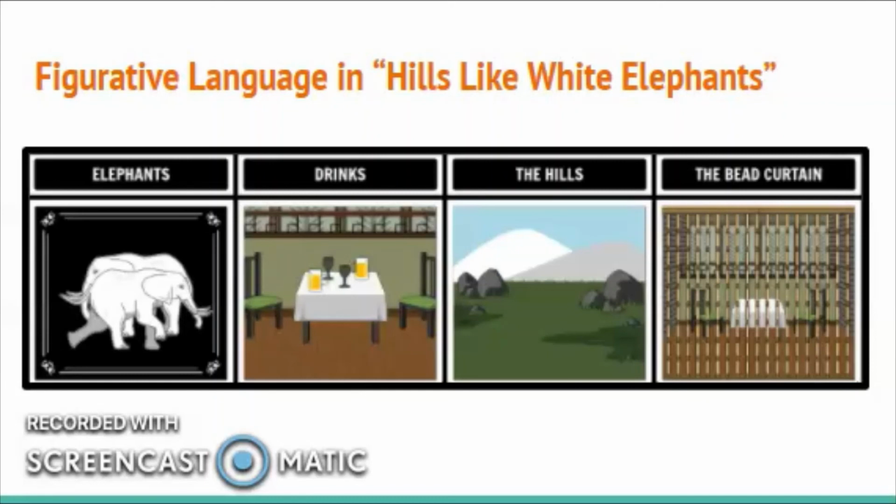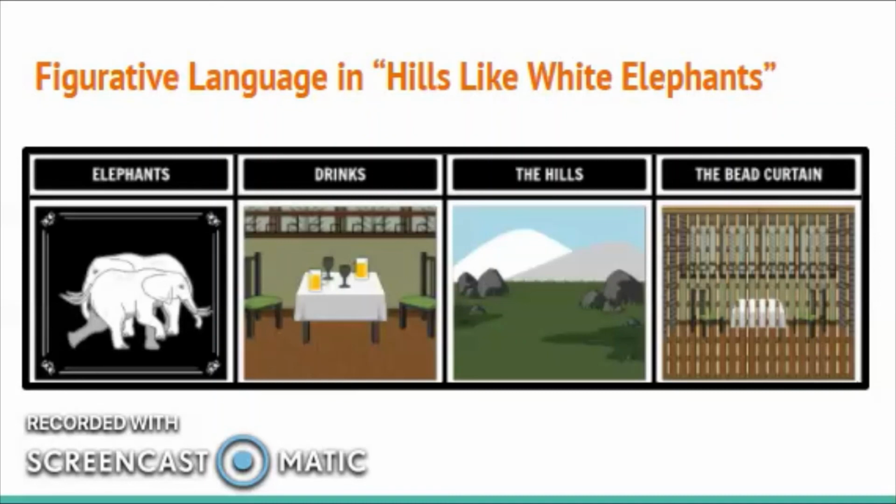Lastly, the beaded curtain serves as a symbol in this text for a couple of reasons. So it is a distraction to Jig. When she gets uncomfortable in the conversation and the American man starts to make her uncomfortable with the topic of the operation, she begins to play with it. So it serves as a distraction for her. And then it also is symbolic of the separation that lies between the two of them.